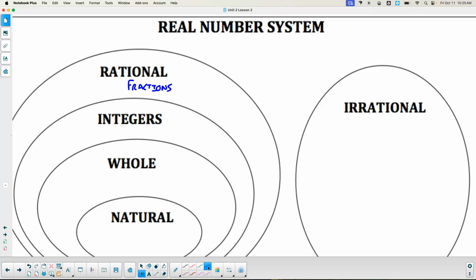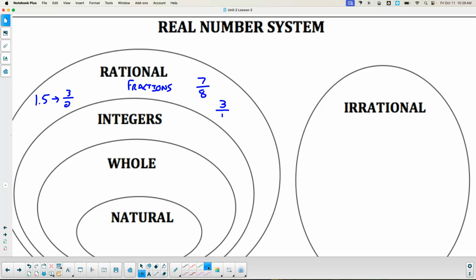Some examples would be like 7/8. 3 is a fraction. You don't look at it like it's a fraction, but remember we can always write it over 1. 1.5 is rational because we can write it as 3/2. And those are all rational numbers.